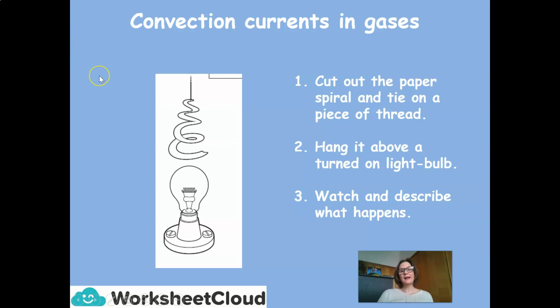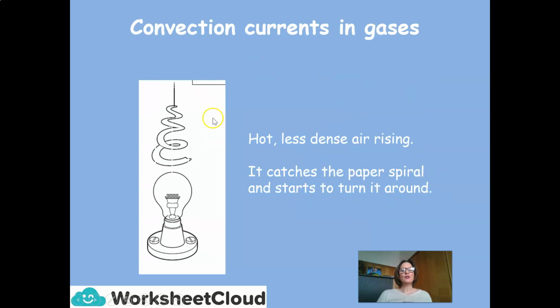Let's take a little simple exercise you can do at home. You can look at convection currents in gases. You cut out a paper spiral, you all know how to do that, and tie it on a piece of thread. Hang it above a turned on light bulb. Wait for the light bulb to get a little bit hot, your little lamp, and watch and describe what happens. The hot, less dense air will start rising. It catches the paper spiral and starts to turn it around.